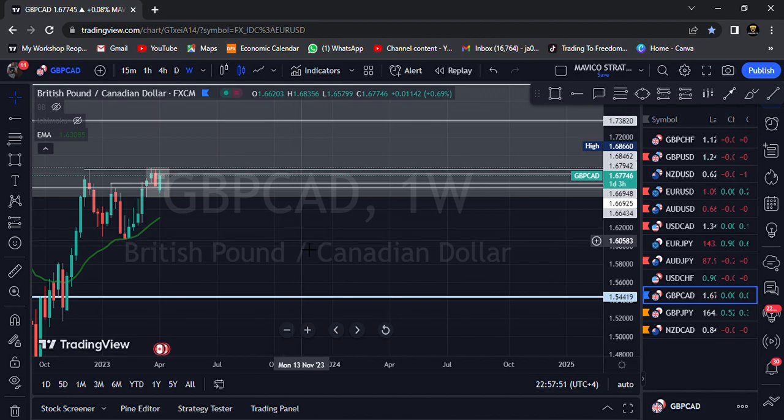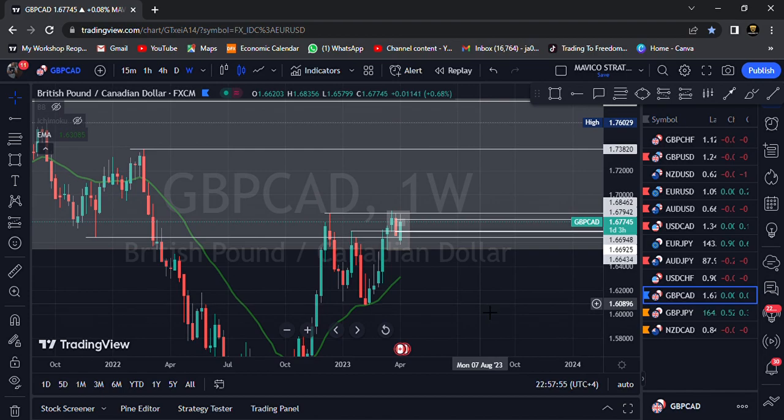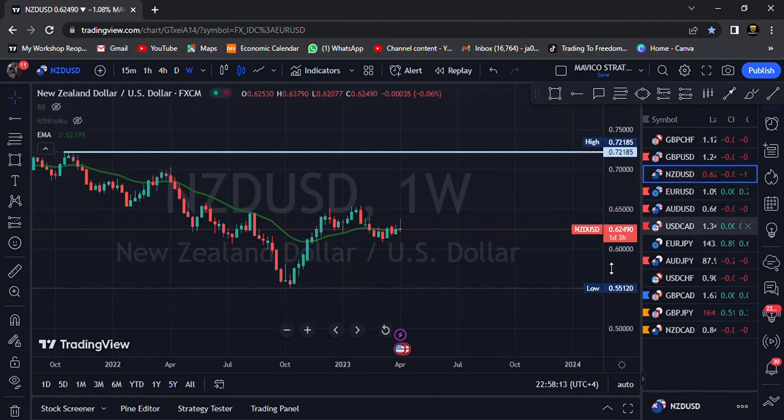So today we're gonna do something different. We're gonna do backtesting. Yeah, we're gonna do backtesting as usual. We pick a random pair. I'm already at the GBP chart, but I prefer we pick a random pair as usual. Let's go to New Zealand US dollars.